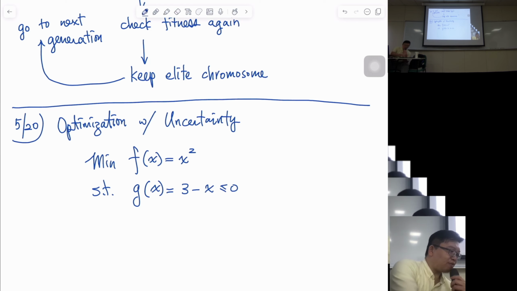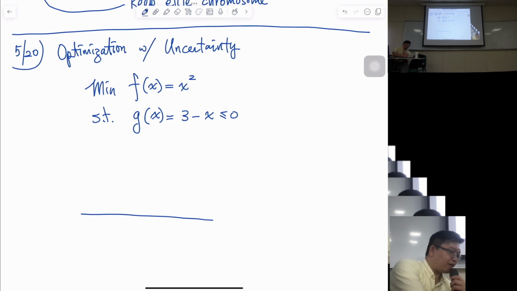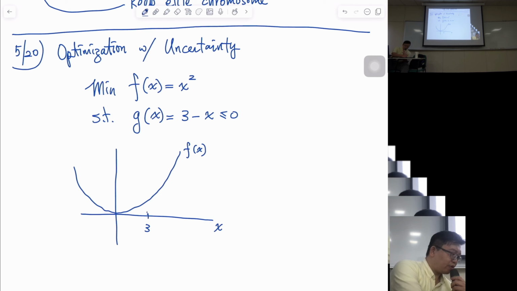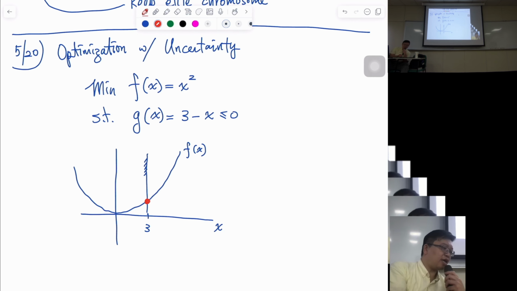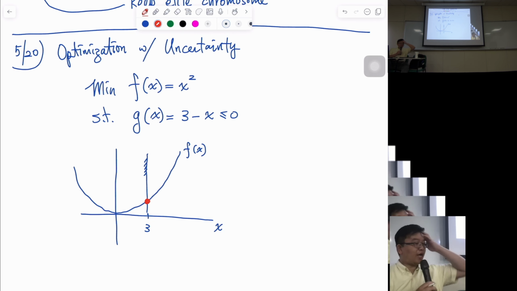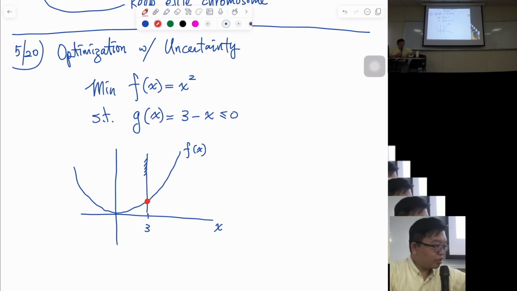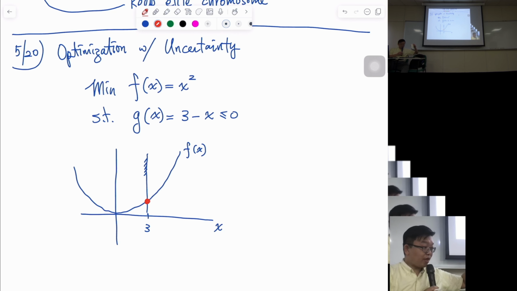If I have a problem like this, and I make a drawing of the functions, my objective function looks like this. This is my f, and here's 3. So there's a wall, right? And obviously, the solution is right here, x equals 3. That is the solution that satisfies the constraint and also has the minimum function value within the feasible space.